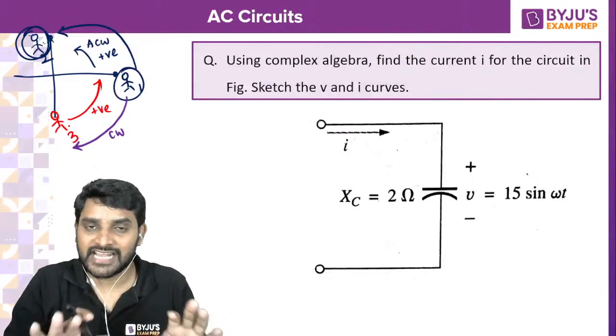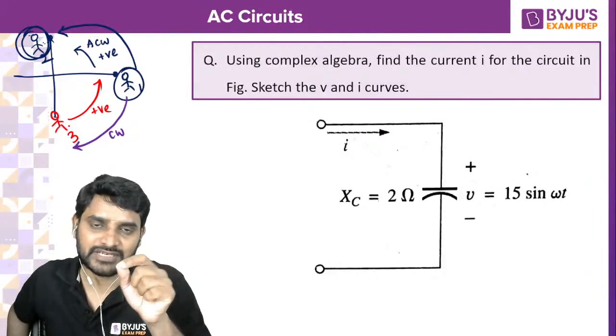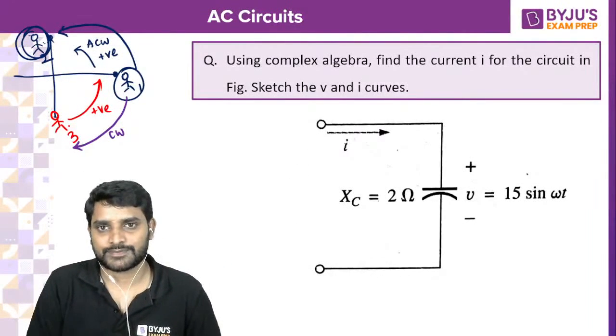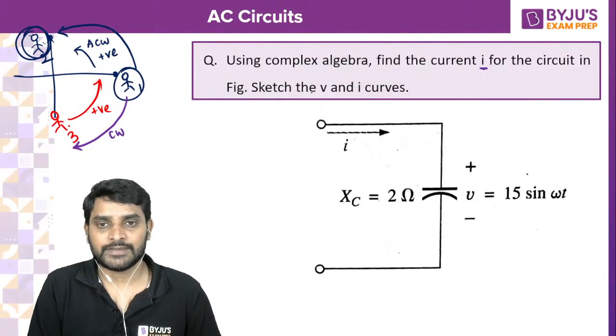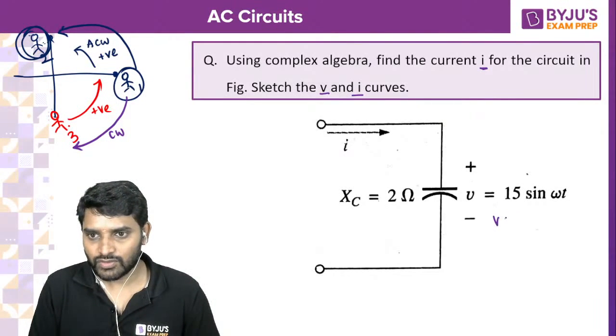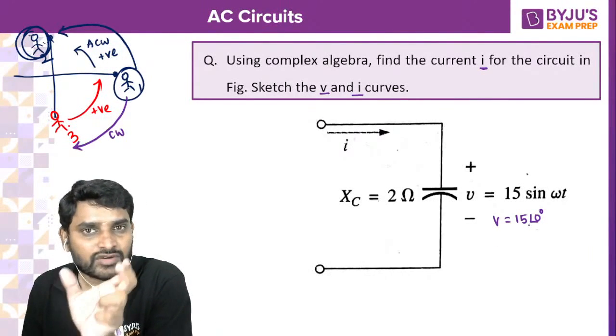No, you cannot just take anti-clockwise or clockwise. Simply see the voltage and current, and see the angle between voltage and current. I'll show you here. Find the current I for the circuit shown in the figure. Sketch V and I. So I have voltage V equal to 15 at an angle 0. I am taking this voltage quantity as reference.